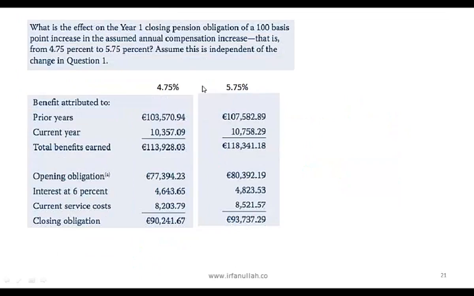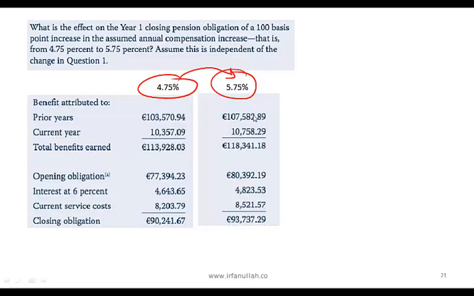All right, next assumption change. Do you remember this 4.75 number? This is the rate at which the salary is projected to increase. Is it conceivable that you change your assumption to say that salary increases at 5.75%? Yes. Now does the final salary change?